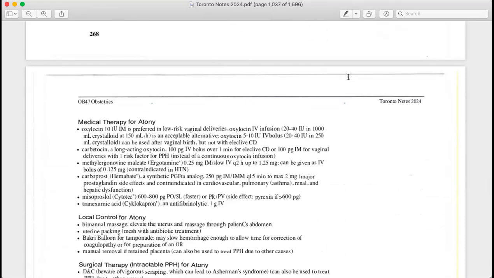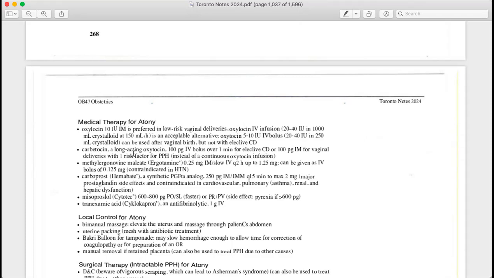Coming to the medical therapy, oxytocin, carbetocin, methyl ergonovine maleate, carboprost, misoprostol, and tranexamic acid can be given. So starting with the tranexamic acid, because you can give that right away. Oxytocin you can give right away, and it is preferred in the low risk vaginal deliveries. Oxytocin IV infusion is preferred.